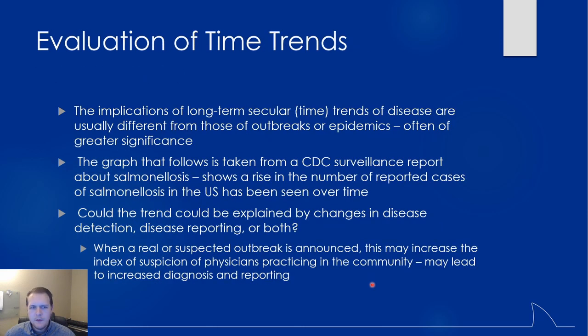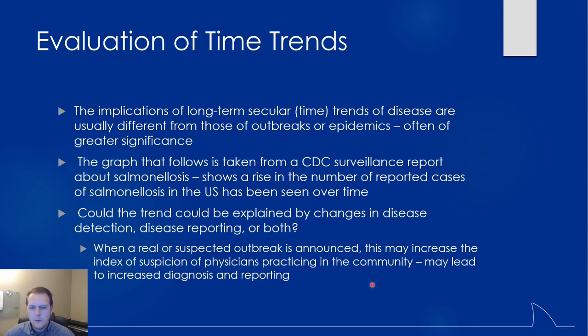And so usually the implications of these really long-term studies tend to be more significant than if you're just looking at a one-time outbreak or epidemic, because you will see these national changes and national trends. And so here's an example of a graph that was taken from the CDC looking at salmonellosis, and they were looking at the number of reported cases seen over time. And this is important because if you're looking at a long period of time and you notice these trends, there's probably something bigger going on than if it was just a one-time outbreak. And so looking at the trend, you have to wonder, is it because we are detecting the disease more readily? Is it being reported better? Or is it both, right?